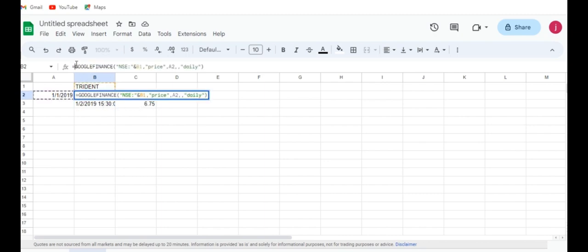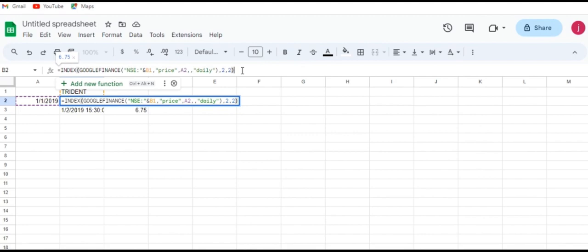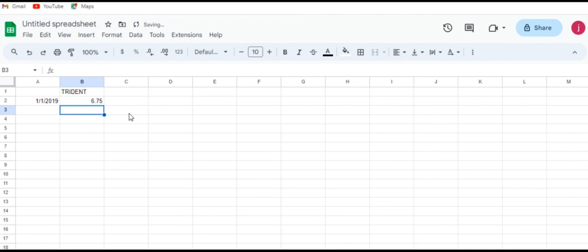So I will use an INDEX function along with Google Finance to pick out the second row and the second column value, which will be INDEX of Google Finance followed by 2, 2. Now remember, the output is in a matrix form, and hence we are using 2, 2 to signify the last value in the matrix. Once I press enter, you will see everything disappears and we are only left with 6.75. Now you can further add dates and extend this function to get data points across different days.